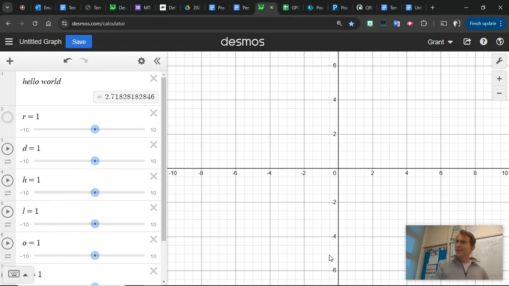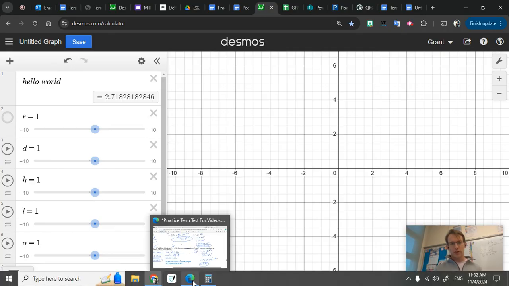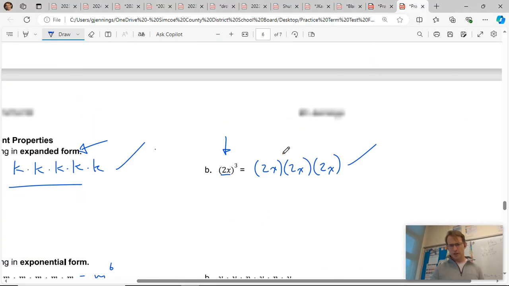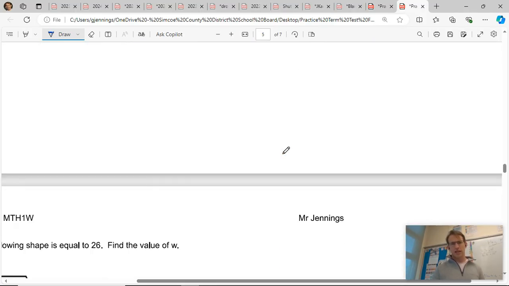It's Mr. Jennings, and we are looking at the third section of the practice quiz, which is all about rational expressions. So algebraic expressions and solving equations, this type of stuff.